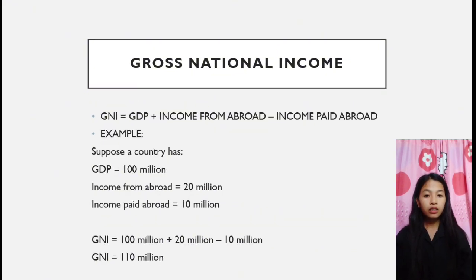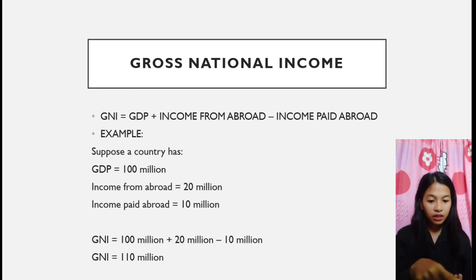So again, how do we calculate it? GNI equals GDP plus income from abroad minus income paid abroad. The GDP is added to the income received from other countries, then minus the income paid to other countries. Gets? So, here's an example.